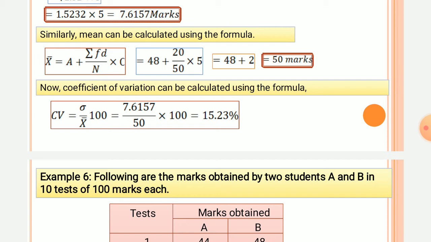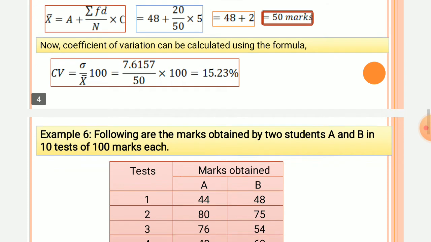Now coefficient of variation can be calculated by using this formula. CV is equal to standard deviation by arithmetic mean into 100 equals sigma, or standard deviation 7.61, by arithmetic mean 50. Already we got into 100, and by simplifying this we get the value of CV is equal to 15.23%. Now take another problem.